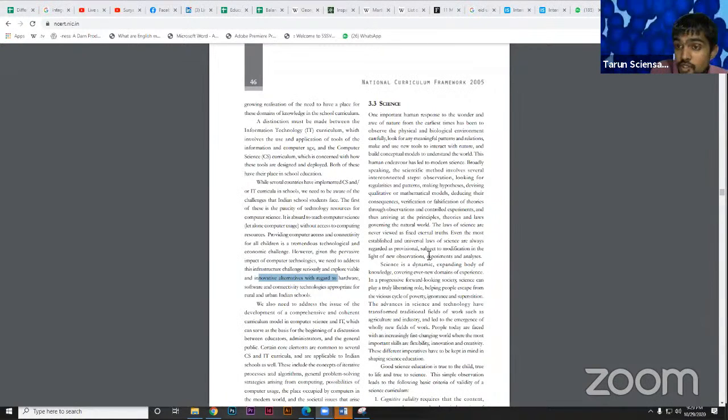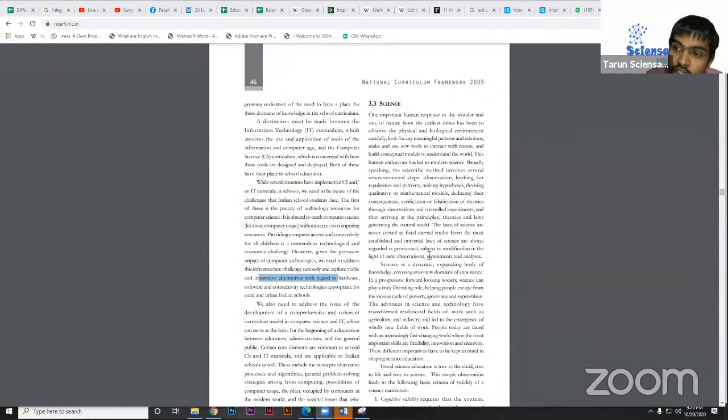Deducing consequences. What do you mean by deducing consequences? If gravity exists, I throw an apple, it will fall down. So I can find a consequence of a theory. Then verification or falsification of theories through observation and controlled experiments, arriving at principles, theories, and laws governing the nature. So the various things like I find a common pattern. What is a pattern between movement of Pluto and movement of Jupiter? I'm able to come up with consequences. I'm able to either verify the theory or prove a theory to be false by making certain observations.